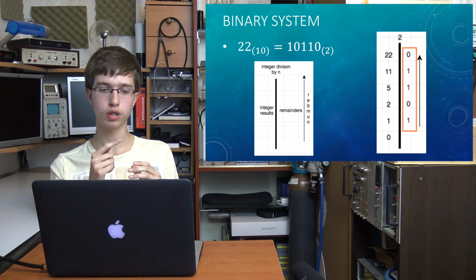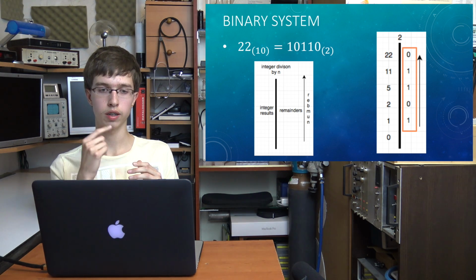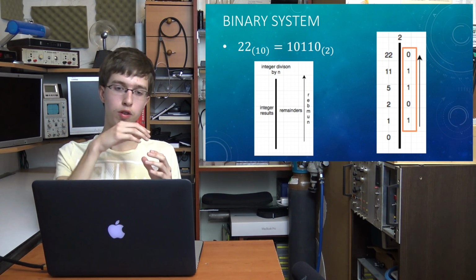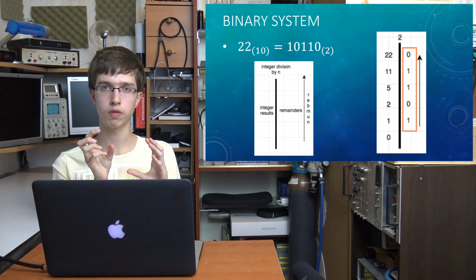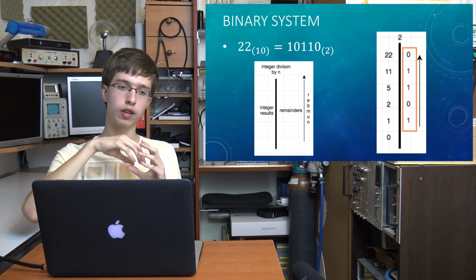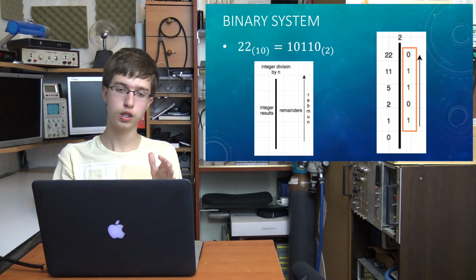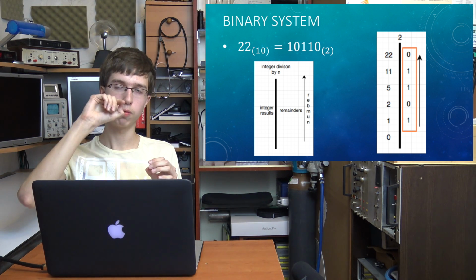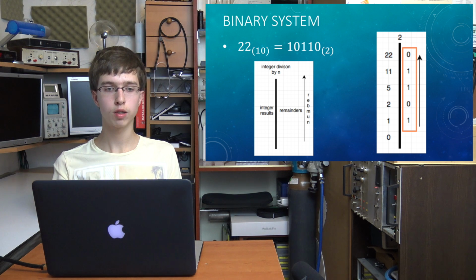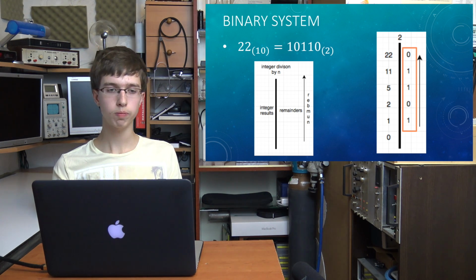2 divided by 2 is 1, remainder is 0. 1 divided by 2 is 0, and the remainder is 1. And if we watch this remainder side, this right side of the vertical line, we actually have the binary number, which is read from bottom upwards. So 1 0 1 1 0 is the binary number as conversion from decimal number 22.